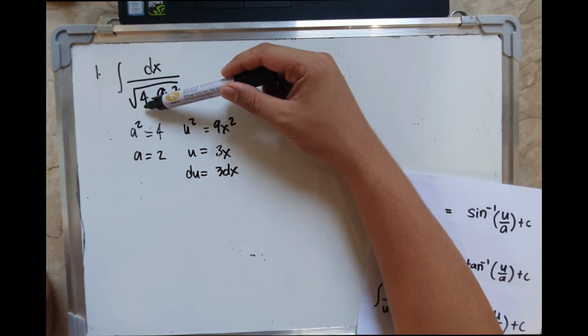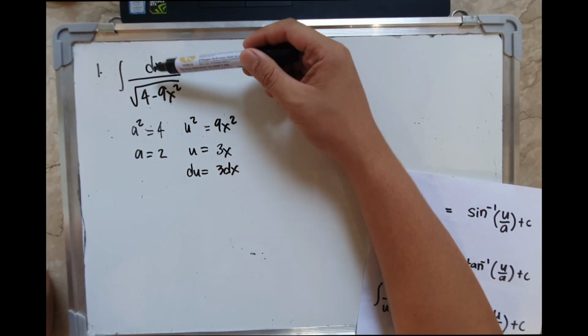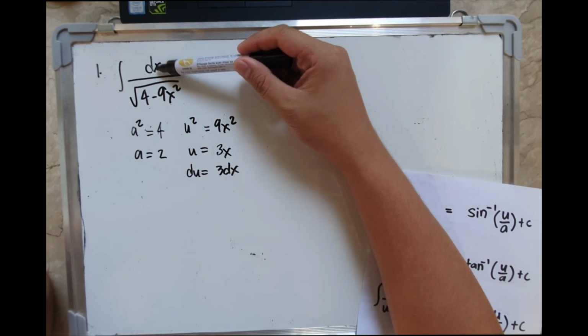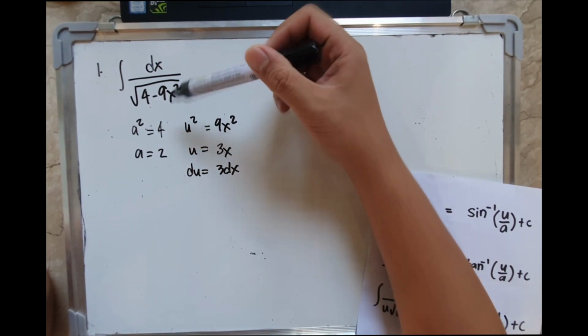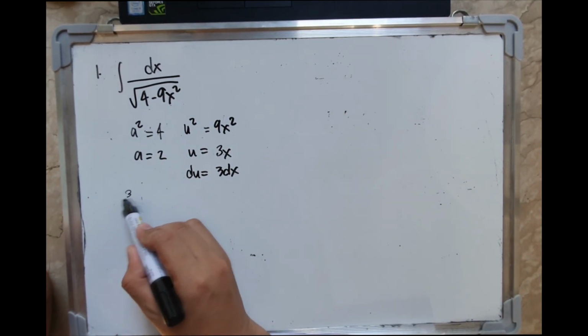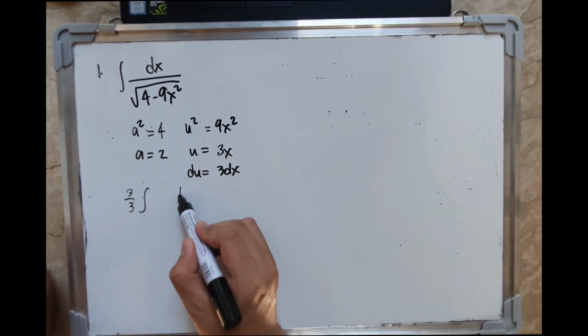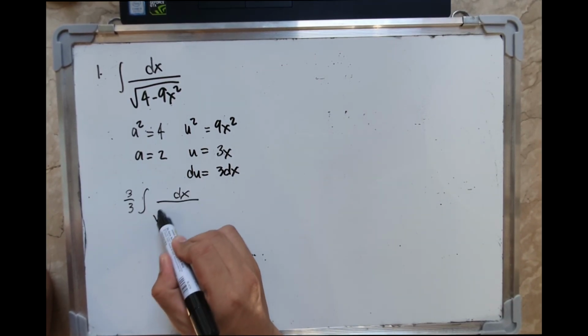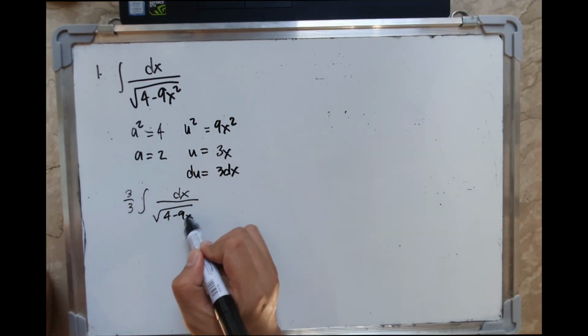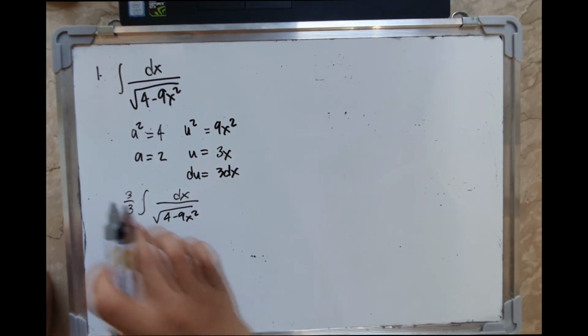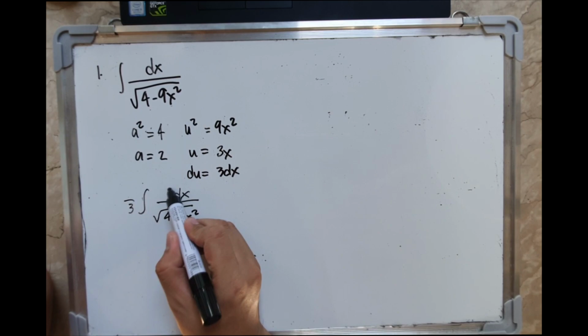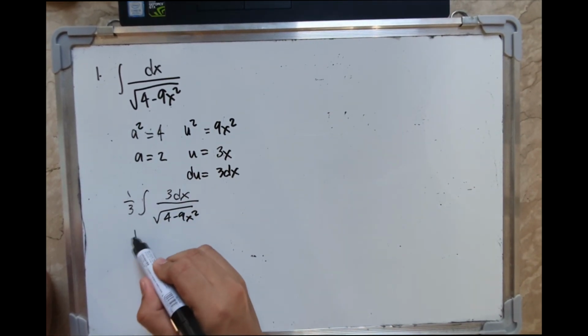We have a squared, we have u squared. This is not the derivative of u. We need 3. So we will correct this one with 3 over 3 integral of dx over the square root of 4 minus 9x squared. We will write the numerator 3 inside.